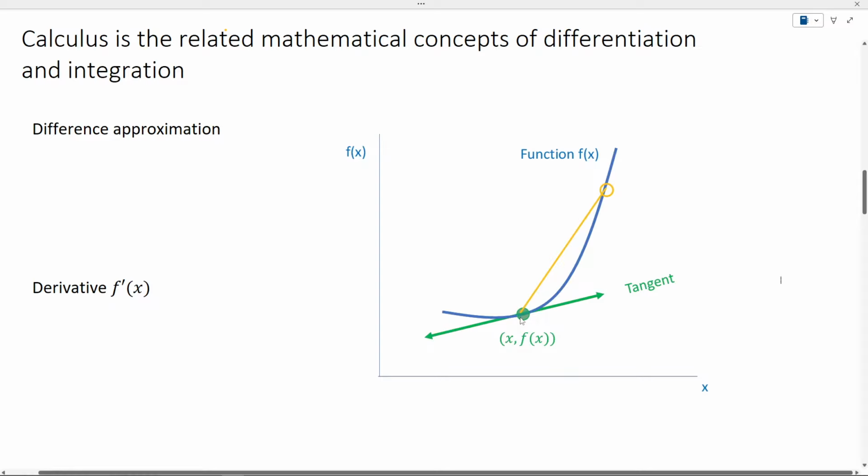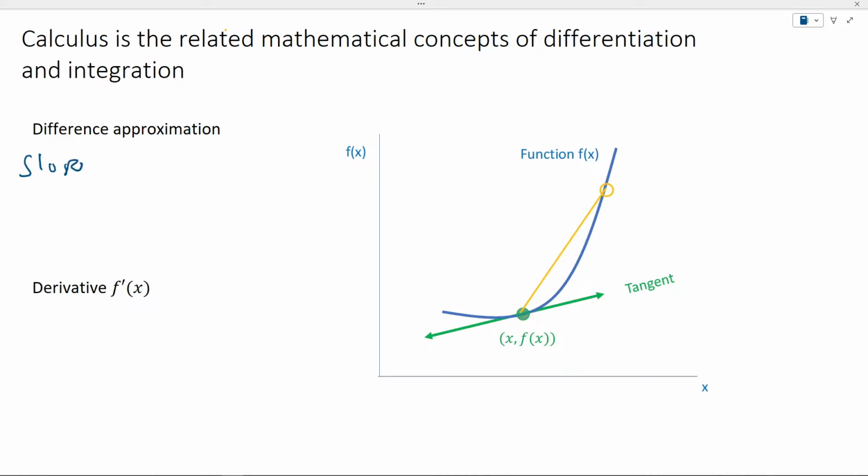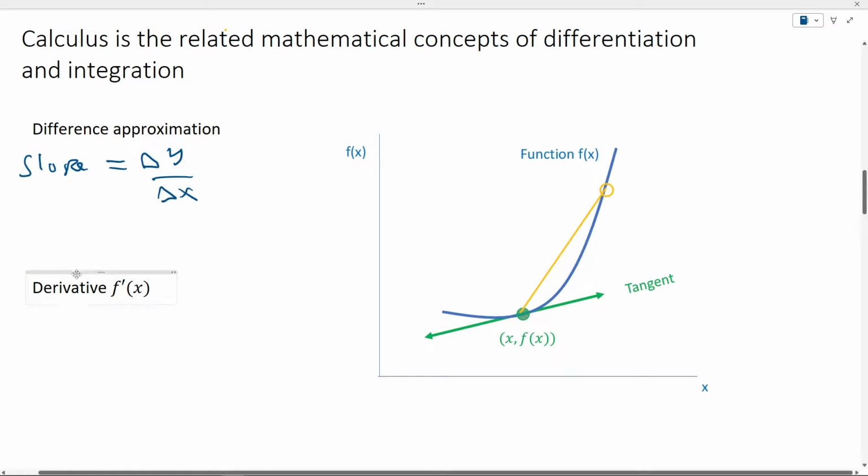So the slope of a line, we know how to find this: the slope of a line is equal to dy over dx. Let me make some space here. That's dy over dx.